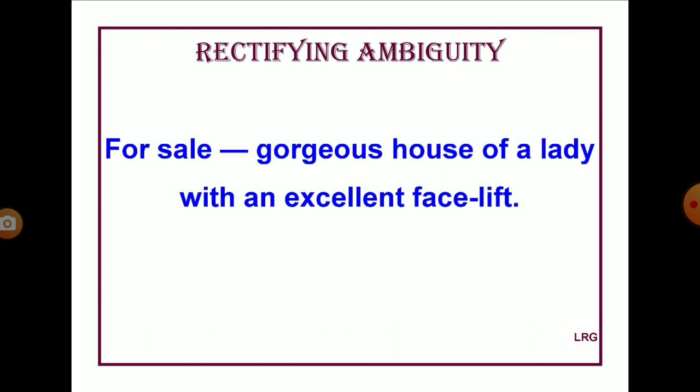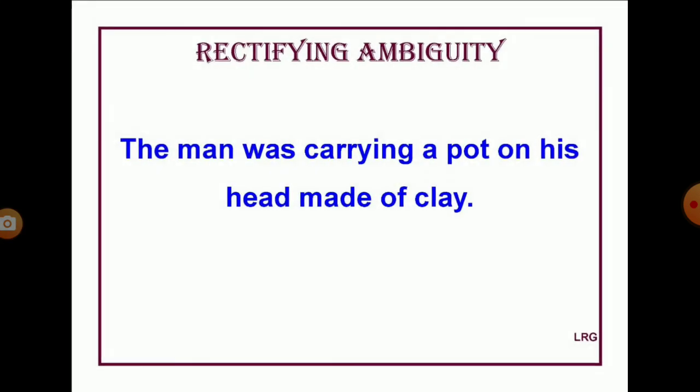So let us restructure it now. For sale, a lady's gorgeous house with an excellent facelift. Or you can remove the noun lady itself. That also is a better way. For sale, gorgeous house with an excellent facelift. So that is how you place modifiers correctly in sentences and remove ambiguity in them.